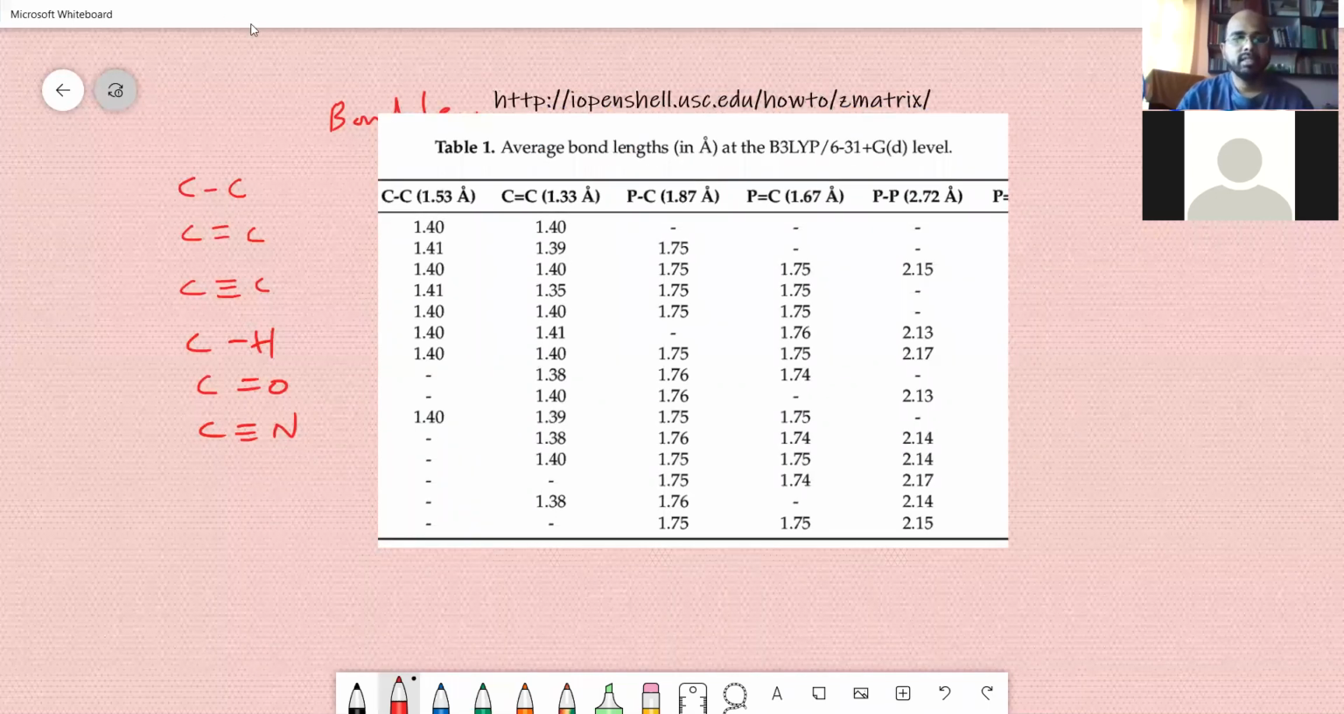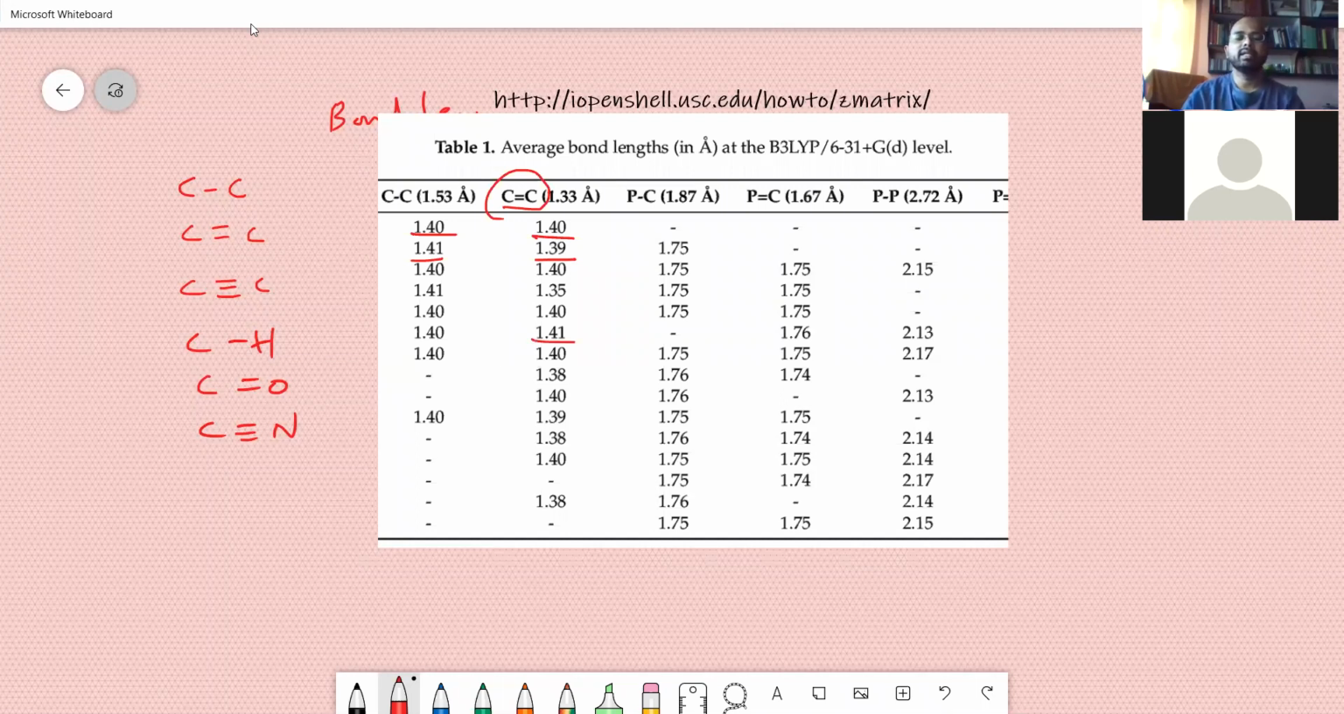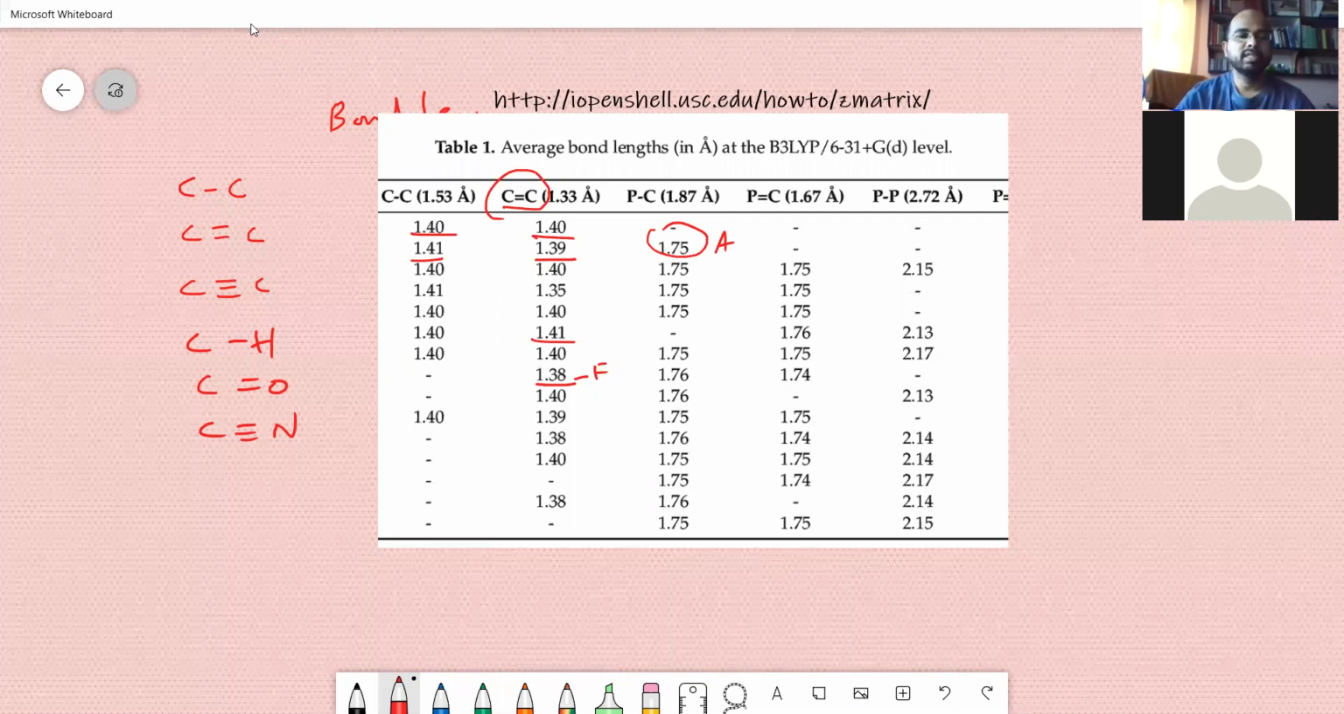Okay, look at this C-C bond length. It is 1.41. It keeps on changing at different parameters. And then the C=C bond length is about 1.4. Sometimes it is 1.3, and sometimes it is 1.41. Sometimes it is 1.38. This happens when you attach a fluorine atom or an electronegative atom like that. And then this is the carbon-phosphorus bond length. It is increasing, 1.75 angstrom units. Like that, you need to remember the bond lengths.